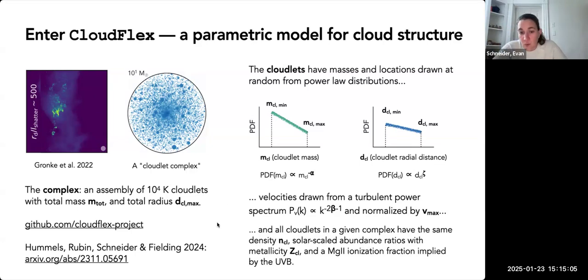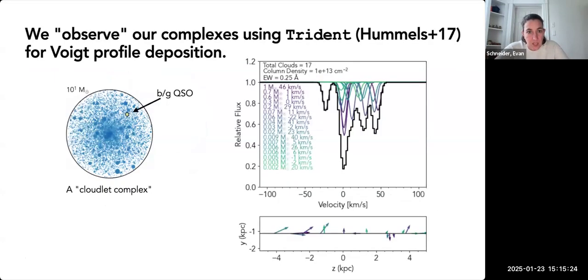And for now, we'll just assume that this thing is in pressure equilibrium and all the cloudlets have the same number density and the same metallicity. And for the model I'm going to show you for now, we'll assume a constant magnesium-2 ionization fraction. And then we can observe them, right? So the idea is you have a background quasar that is a sightline passing through one of these cloudlet complexes, and it can intersect many clouds, right?